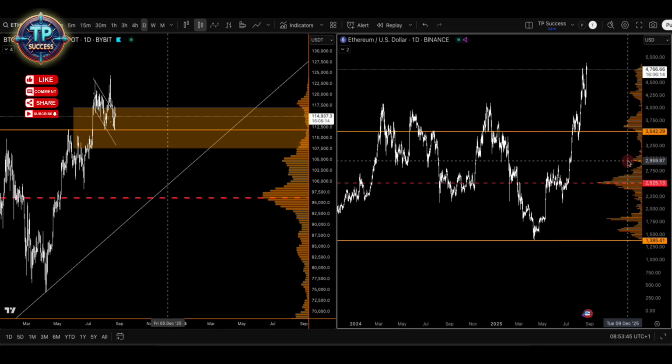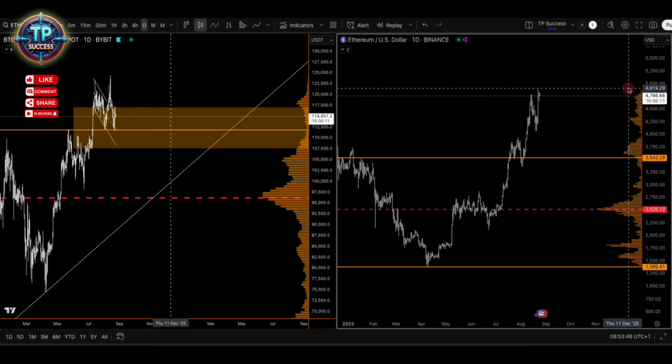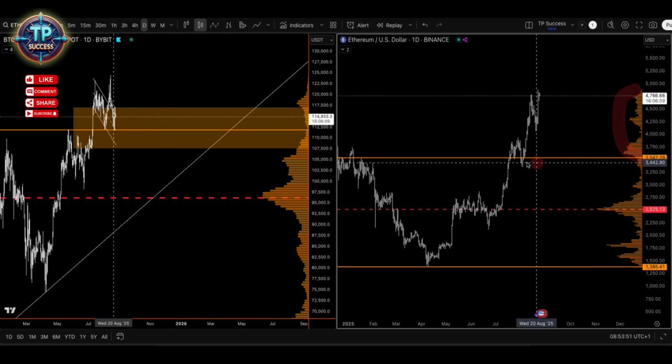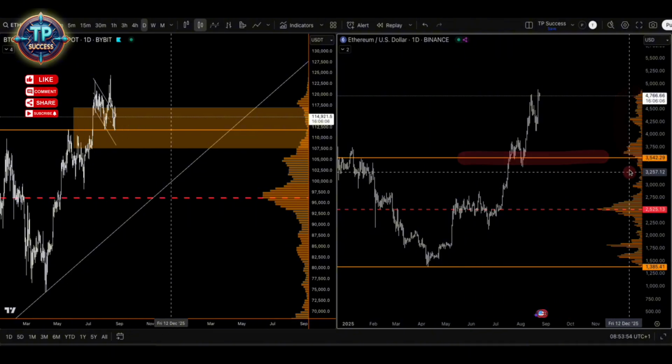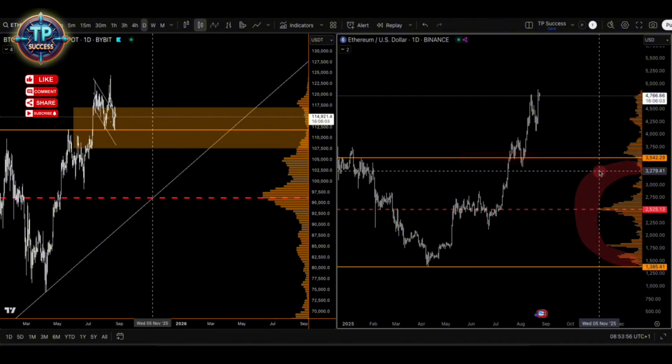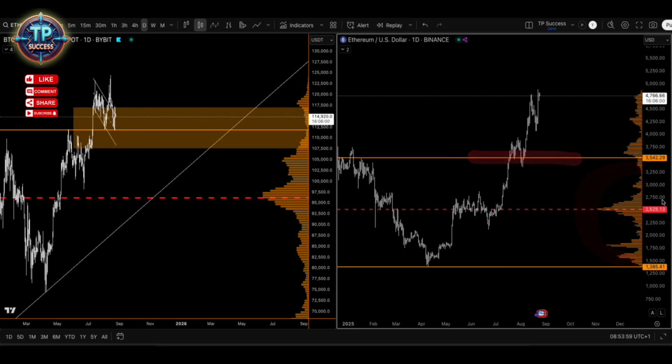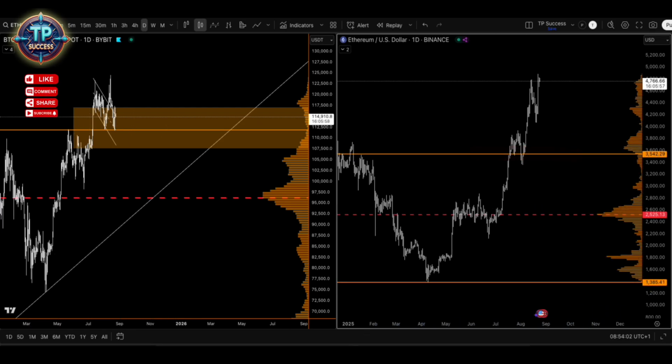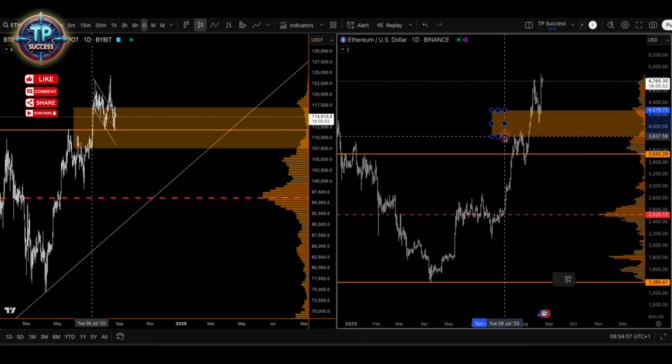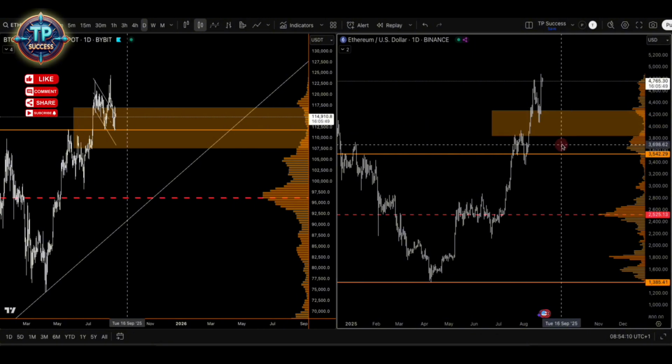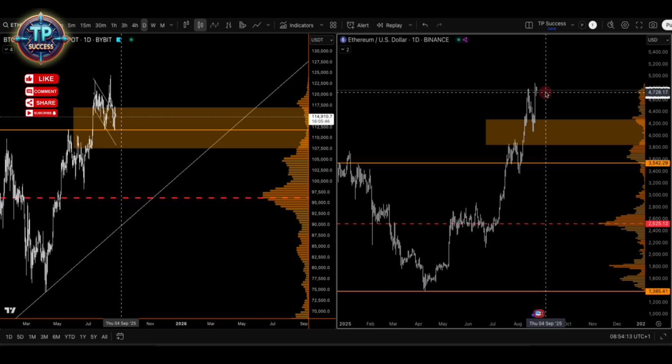At the same time, we have ETH above the value area high, and this area here is the high value area, so it's above that level right now. We can see that ETH has closed above a low volume node, quite a large one. That's it right here. It's currently sitting on the top side of that, which is roughly about 4.7k, so 4,765. This is where ETH is currently sitting right now.